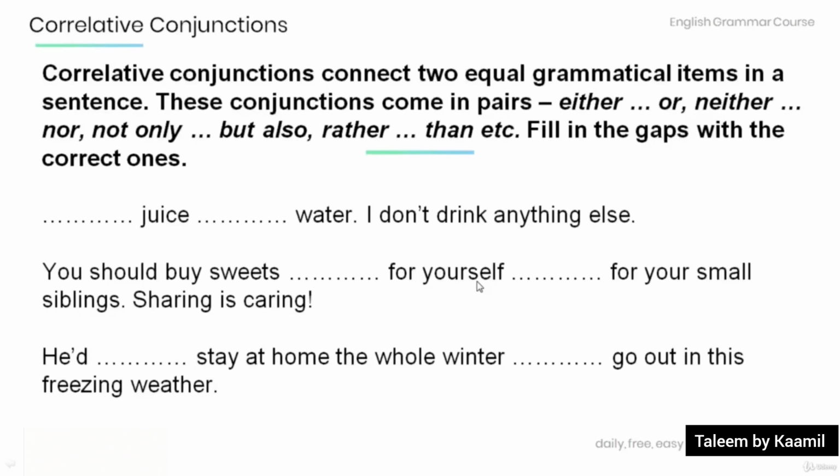Now let's review and practice a bit. Remember that correlative conjunctions connect two equal grammatical items in a sentence. Now these conjunctions come in pairs. For example, either, or, neither, nor, not only, but also, rather than, etc. Now read the following sentences and fill in the gaps with the correct ones.